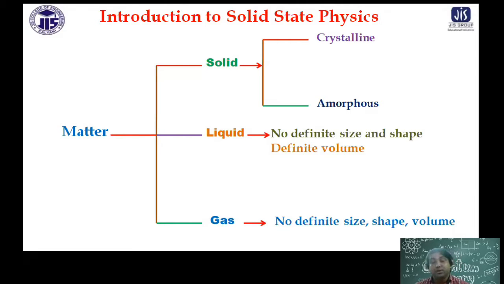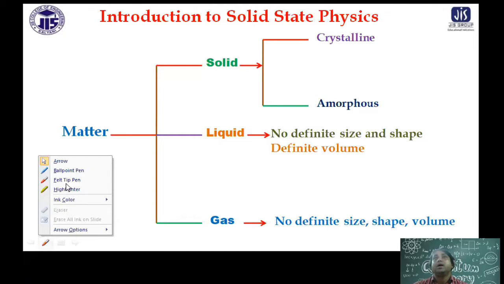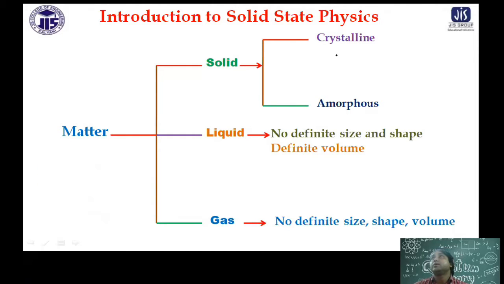You see, most of the solids actually, the majority of the solids, are crystalline in nature. So what is crystalline? That is to be clarified. And some of the solids are amorphous. So the first class is crystalline solid, and the second type of solid is the amorphous solid. So these are the two classifications of the solid materials. Liquid and gas, I am not focusing on that now.